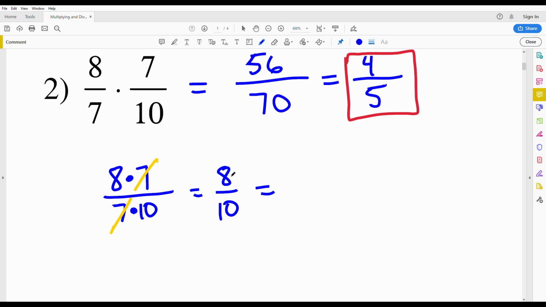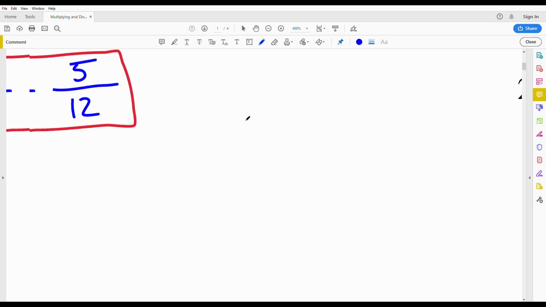Both are divisible by 2. 8 divided by 2 is 4. 10 divided by 2 is 5. 4/5, again, is my solution in number 2. So it was a lot easier to simplify before we continued on. Let's try this helpful tip in number 3.